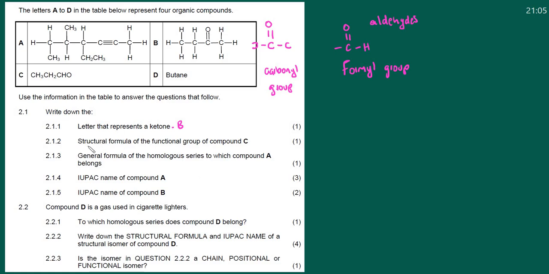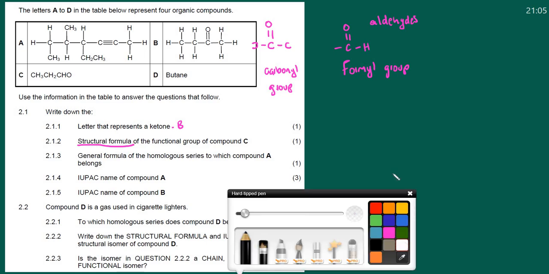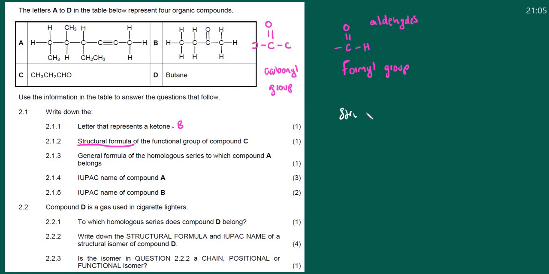And then 2.1.2 says which one is a structural formula, right? When you read these questions, always take note of what they're asking for. They're asking for a structural formula. Before you go any further with the question, remember what a structural formula is. Because remember, you have 3 formulae. Which one is the structural formula? Remember, it shows the atoms and which other atoms they are bonded to.